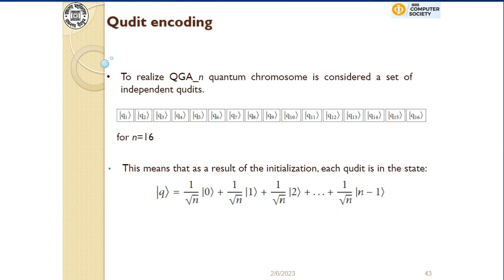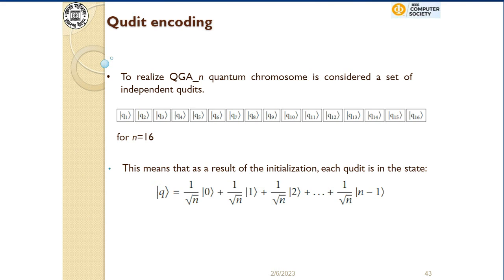So if you go for encoding a particular chromosome in a genetic algorithm using qubits, your chromosome will look like this. For example, say for n equal to 16, you are using 16 qubits. So each and every individual part of the chromosome will be a qubit, like Q1, Q2, like this up to Q16.